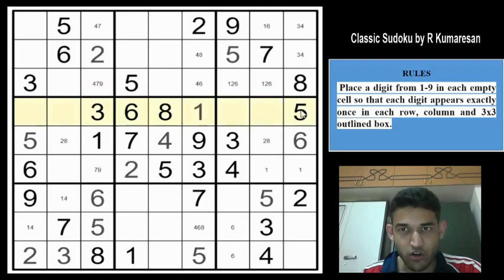Let us look at row 4 now. 1, 3, 5, 6 and 8 are the digits available. Remaining are 2, 4, 7 and 9. You can't have a 4 or 7 here in row 4 column 8. So this will be a 2 or 9. This will be a 2, 7 and 9. This will be a 2, 4, 9, and this cannot be 2, 9. So this will be a 4 or 7.